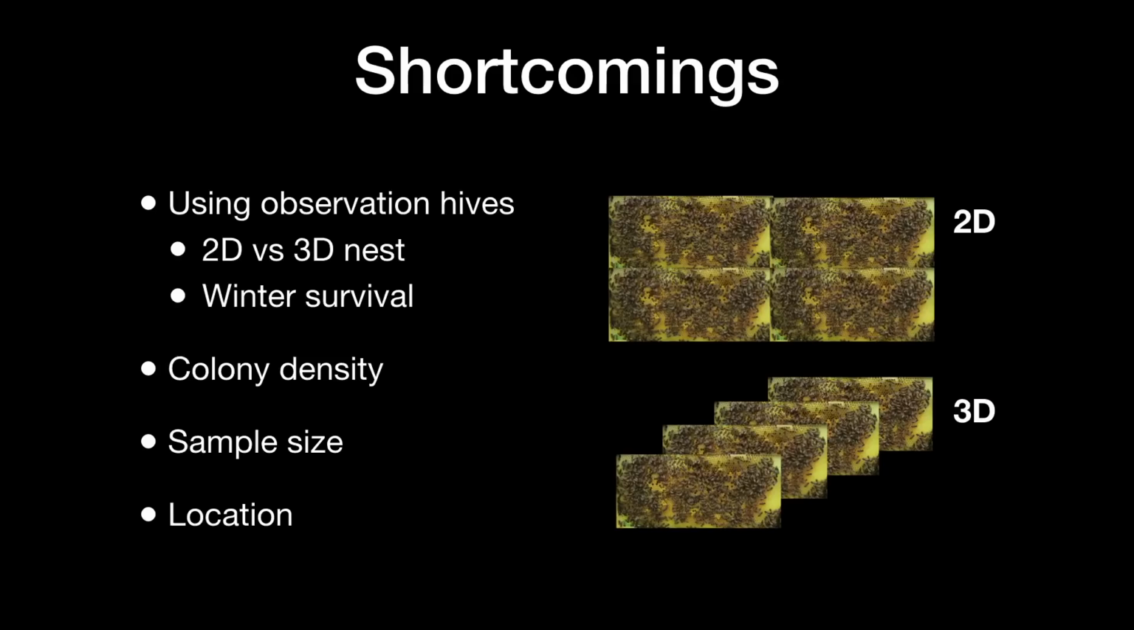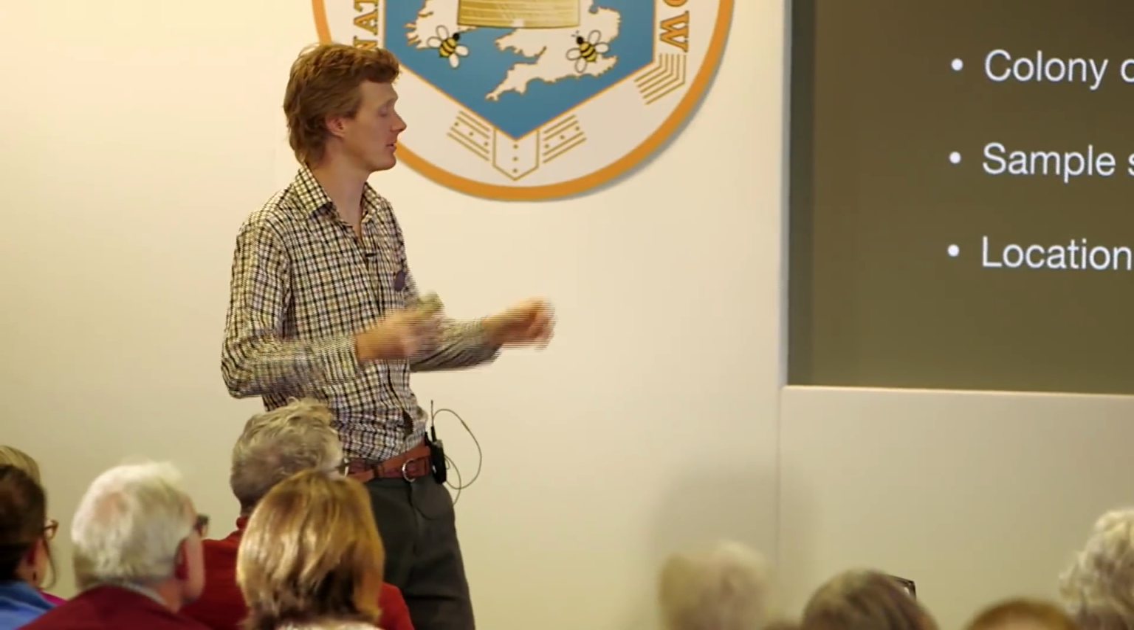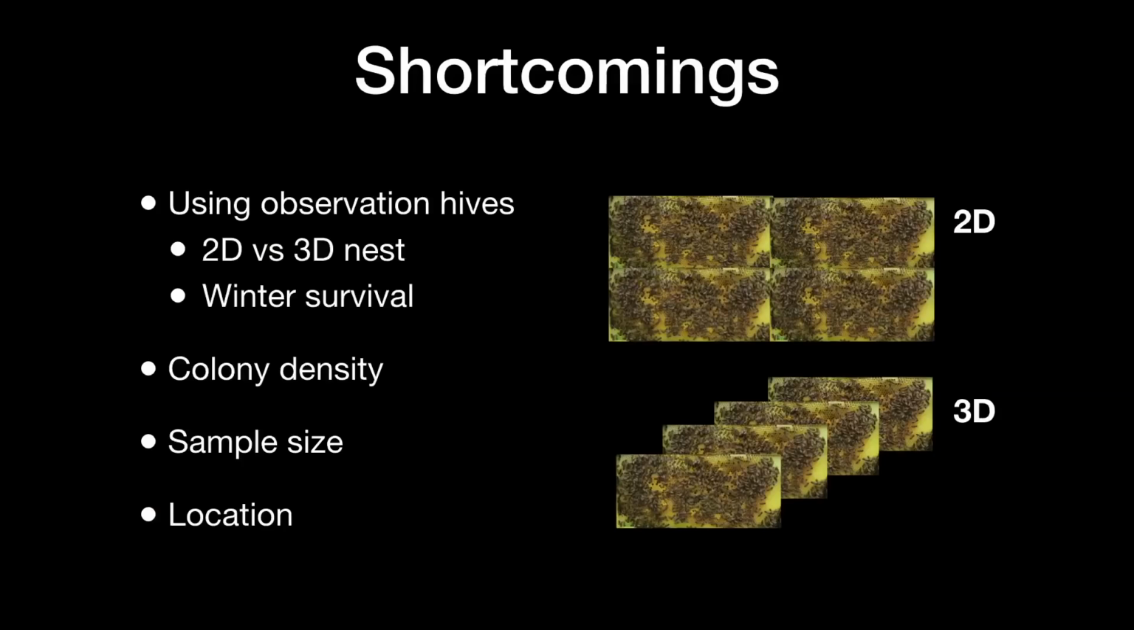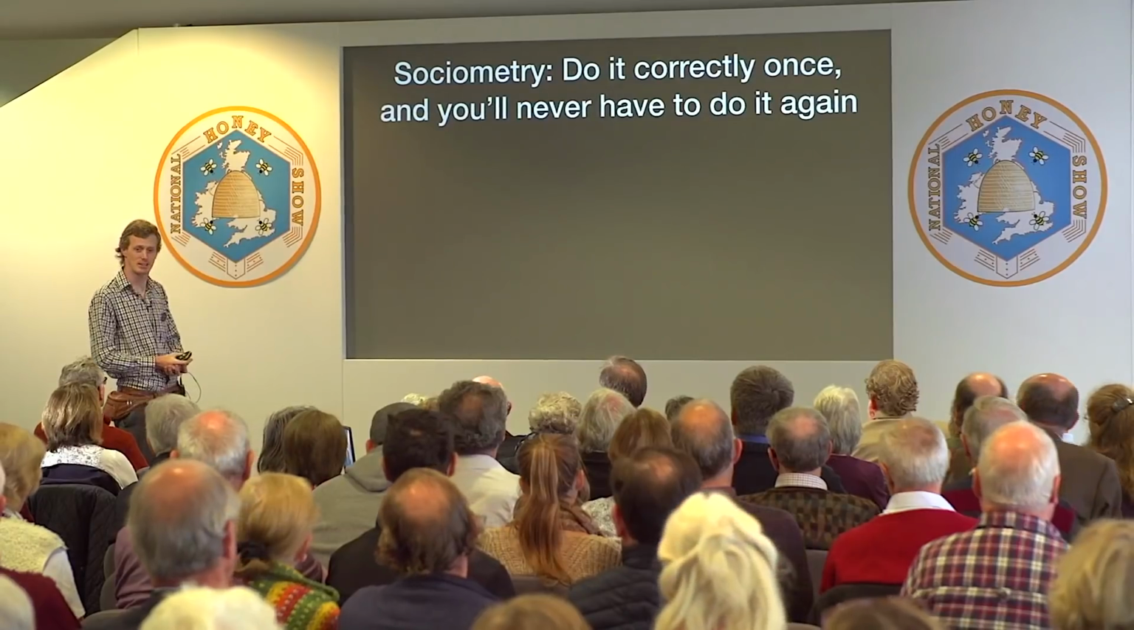I'm very well aware of the shortcomings of this research. I am working in a 2-dimensional observation hive, whereas colonies naturally live in a 3-dimensional space. Of course, if you want to observe your colonies without disturbing them, you have to do it in 2D. It's a lot harder to do in 3D, but maybe in the future we could do it differently. Sample size is low, and the location is all in Ithaca, New York, but there's no reason why people can't do these things in other places. And the last thing is, if you do it really well once, you'll never have to do it again, which is a nice thing.